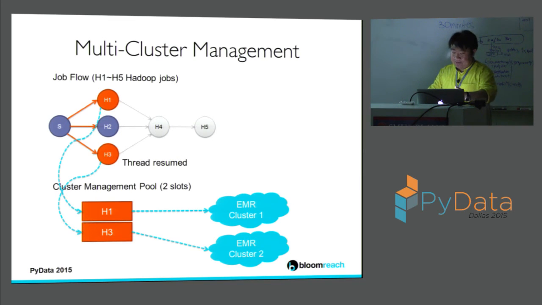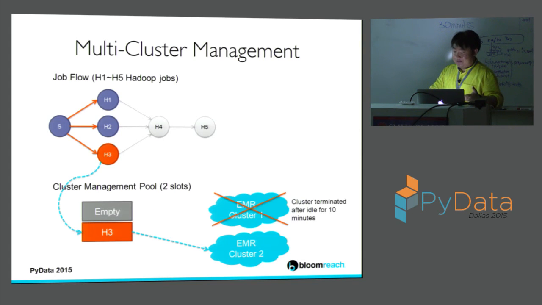So in this case, H3 the thread would be unblocked and then get the slot and execute right away. And then H1 finished. But at this point, we cannot kill EMR cluster 1 again. We have to wait for a while, 10 minutes, and then this cluster gets killed. So this basically reduces the cost because we only have one job we want to execute at this moment. And H3 continues to run, maybe an hour or whatever, and then H4 takes over.